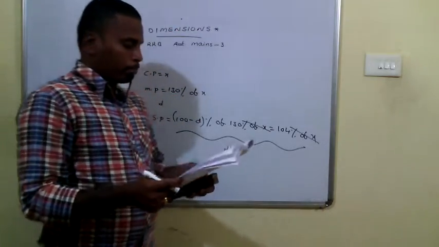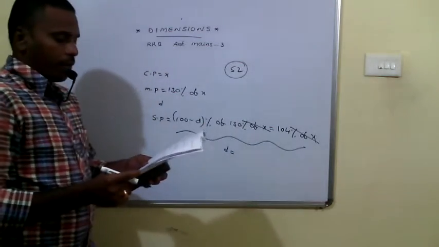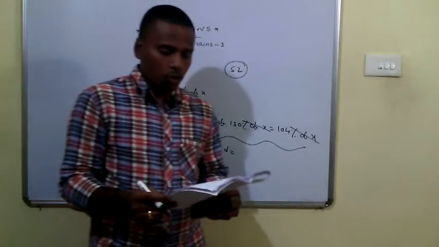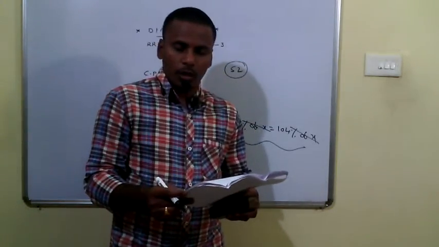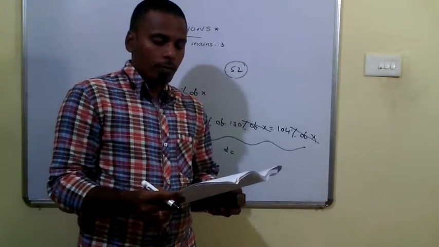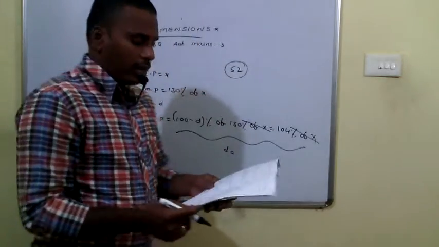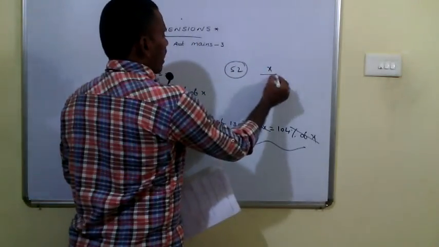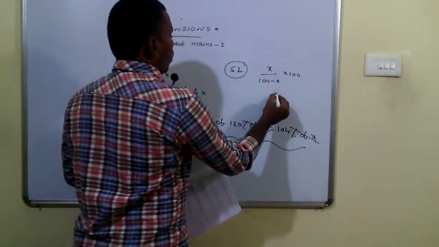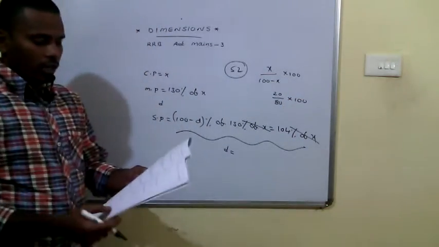Okay. Then coming to the 52nd problem. It is given that if the price of potato falls by 20%, by what percentage can a man increase his consumption of potato so that his expenses on potato remain the same? Since one quantity is decreased, by how much percent do we need to increase the consumption? This can be calculated by using the direct logic: x by 100 minus x into 100. Since the cost is decreased by 20, 20 by 80 into 100 will give us the required percentage, which is 25%.